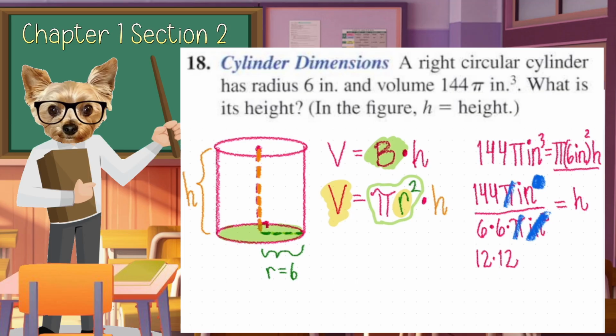Now the 144 I said is 12 times 12. On bottom, I have 6 times 6, and I have inches left. 12 over 6 is 2. 12 over 6 is 2. 2 times 2 over 1. So I have that the height is equal to 4 inches. So that's just a way of doing less messy side work.